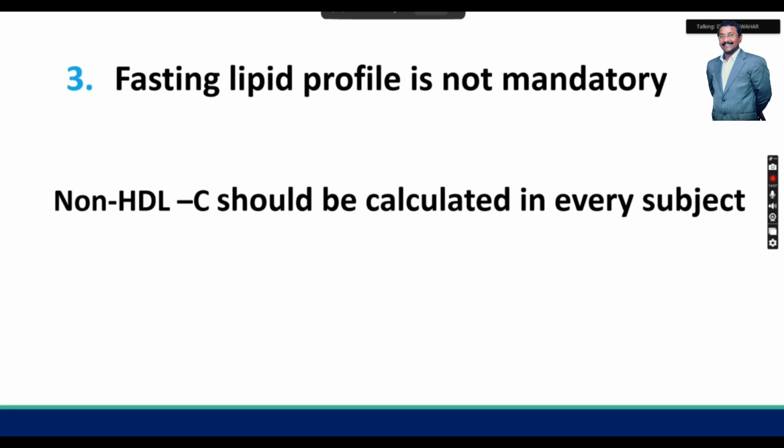But the most important thing is, in the lipid profile we get 5 values: serum cholesterol, triglycerides, HDL, LDL, and VLDL. But you have to get the non-HDL cholesterol. This should be calculated in every subject. How is it calculated? You get the serum cholesterol and you also get the HDL cholesterol. You subtract the HDL from the total cholesterol, from the serum cholesterol. That is your non-HDL cholesterol value. This should not be more than 30 above your LDL target. Suppose your LDL target is 70, then non-HDL cholesterol should be less than 100. And if your LDL target is 100, then the non-HDL cholesterol target is 100 plus 30, 130. So that is the value of the non-HDL cholesterol. So fasting is not mandatory.